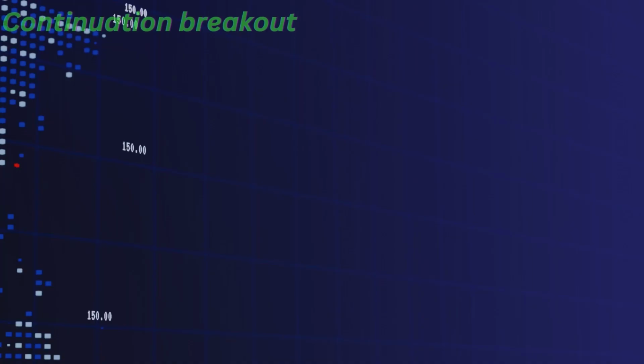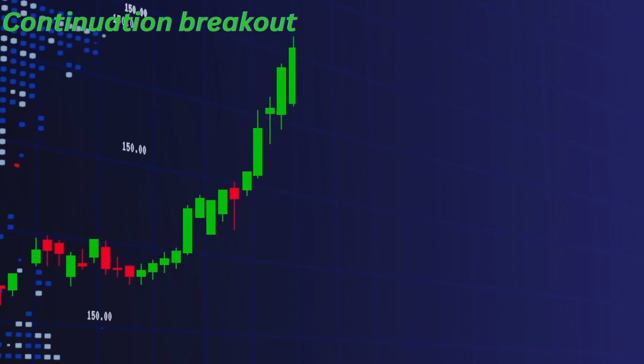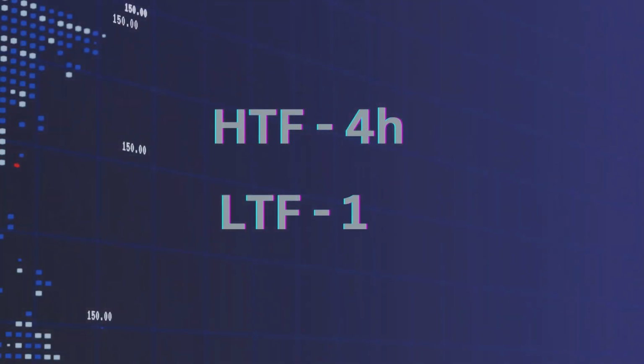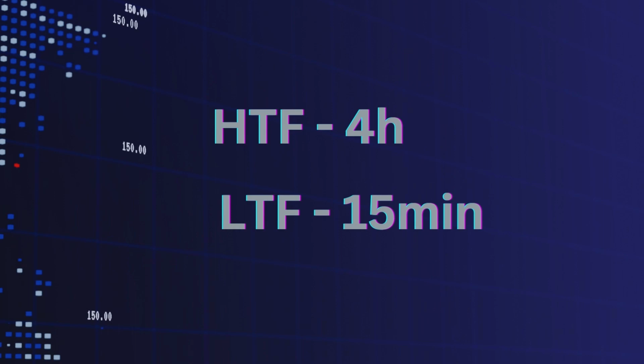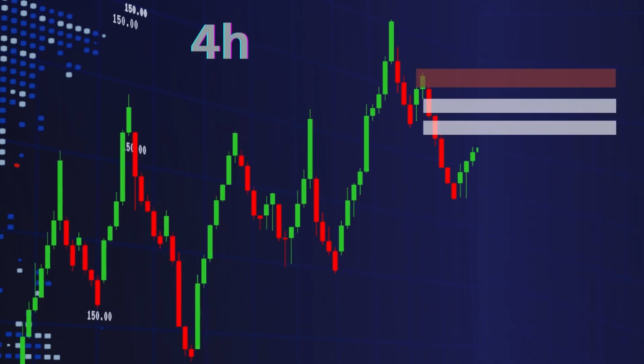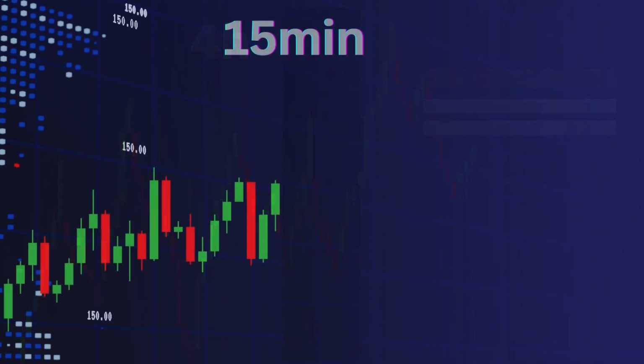Continuation breakout. The first step in trading continuation breakouts is to identify the underlying trend. We want to trade in the direction of the prevailing trend to increase the probability of success. In this case, we'll use 4-hour as our higher time frame and 15 minutes as the lower time frame. On the 4-hour, after knowing the direction of the trend, we then mark fair value gaps and order blocks that we expect price to reach.